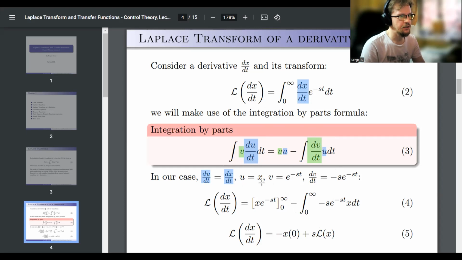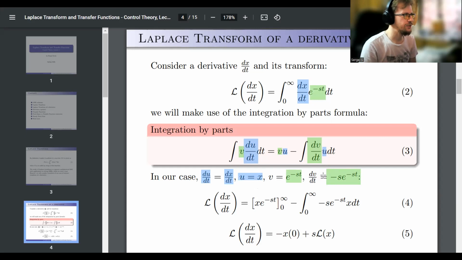What our u is then, of course, x. What is our v? Well, this is our v, for example. That's our v. And dv dt then would have to be the derivative of this guy, which is minus s times e to the power minus st. Why is this the derivative? Well, remember, the derivative of an exponent e to the ax would be a times e to the ax.